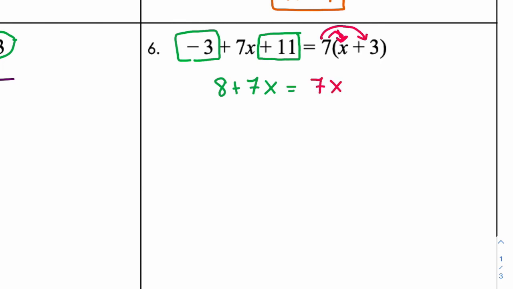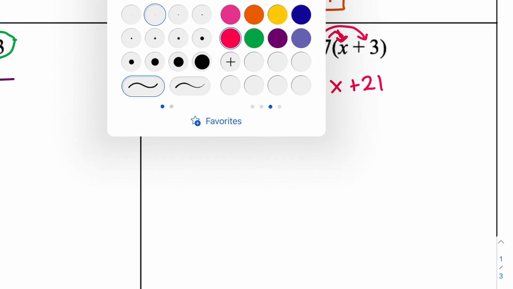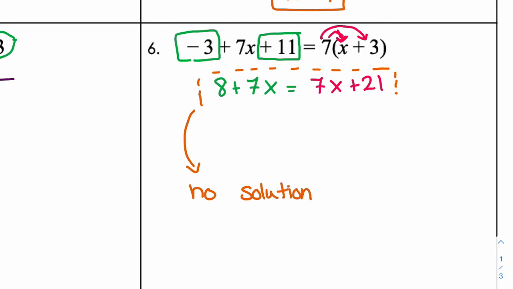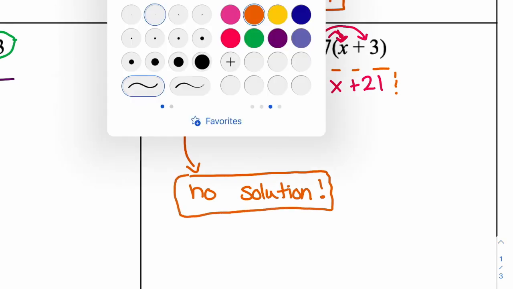So I get 7x plus 21. And if you do recognize it here, good for you. If I stop right here, I can actually notice that this is going to be no solution because I have the same coefficient but different constant. So if you don't notice it here, that's okay.